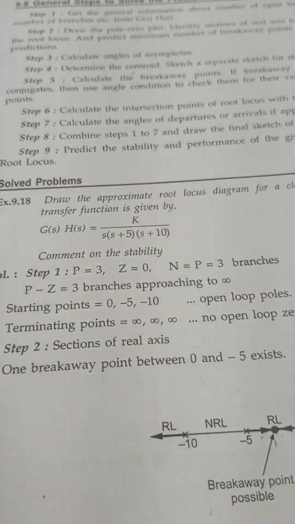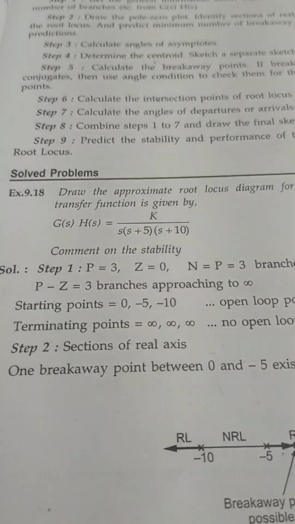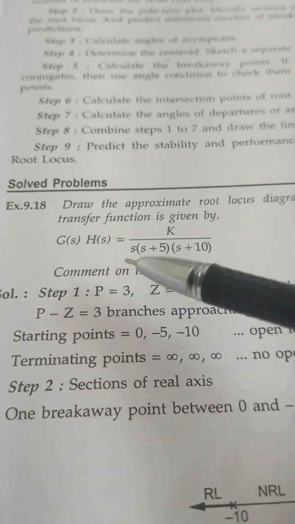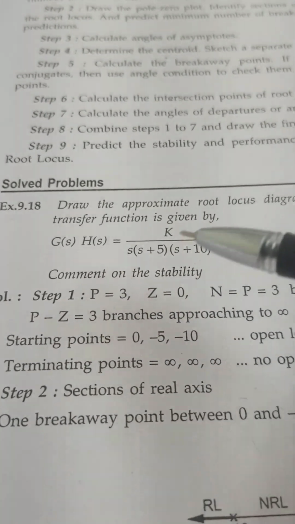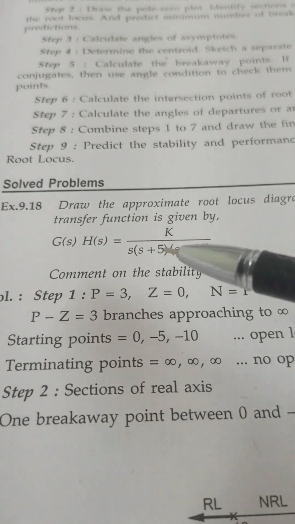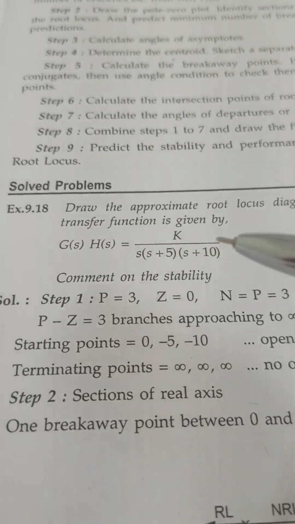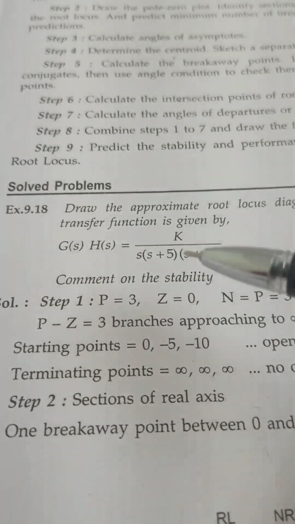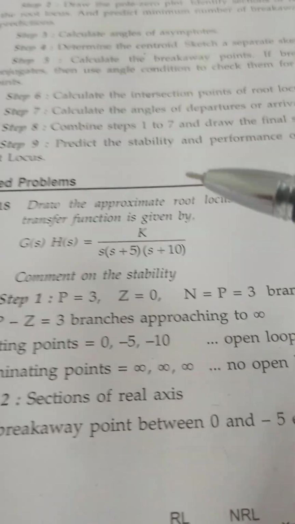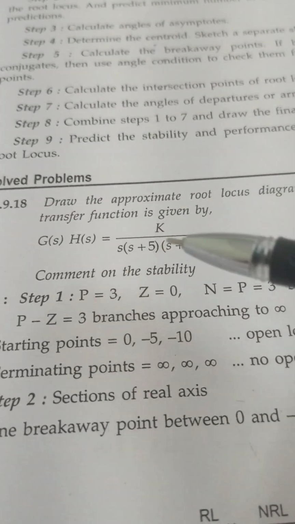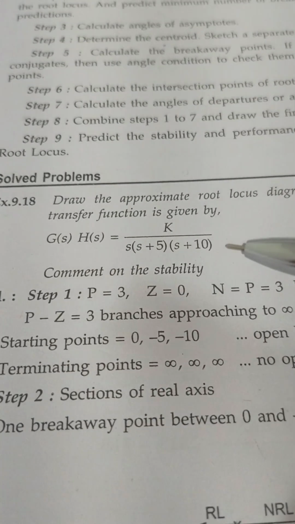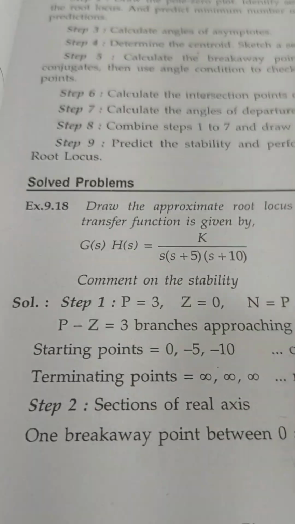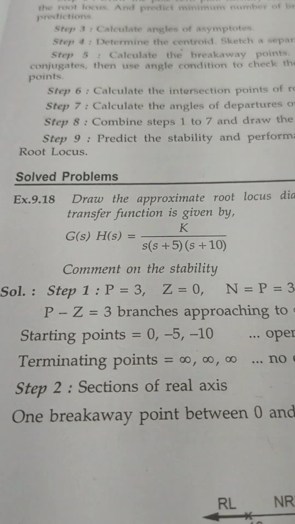Draw the approximate root locus diagram for a closed loop system whose loop transfer function is given by G(s)H(s) equal to K divided by s into (s plus 5) into (s plus 10), and comment on the stability. Draw the root locus diagram and, depending on it, tell whether the system is stable or not.